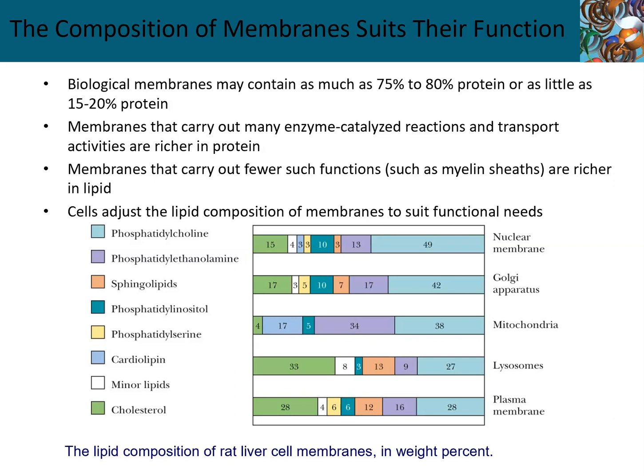And on the far right, we have the different subcategories of membranes. We've got a nuclear membrane, Golgi, mitochondria, lysosome, and plasma. And these are arranged in a decreasing level of phosphatidylcholine, from the nuclear membrane being the highest at almost 50% to the plasma membrane, which has 28% phosphatidylcholine composition. But all these are different subcategories of phospholipids, minus the cholesterol and cardiolipin and minor lipid.